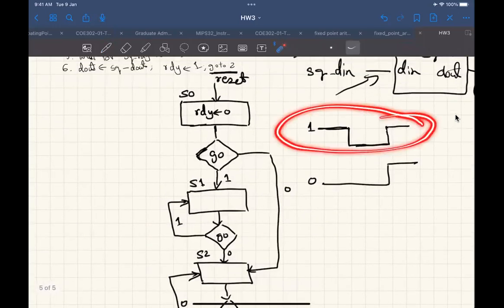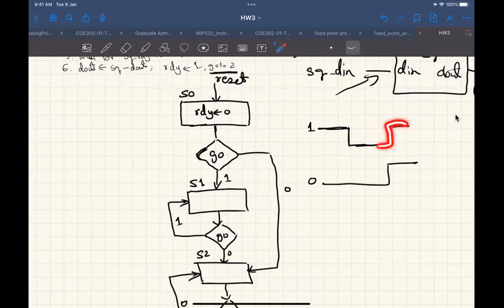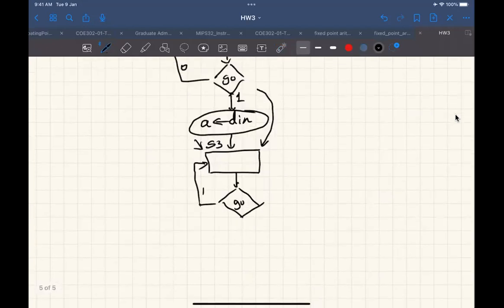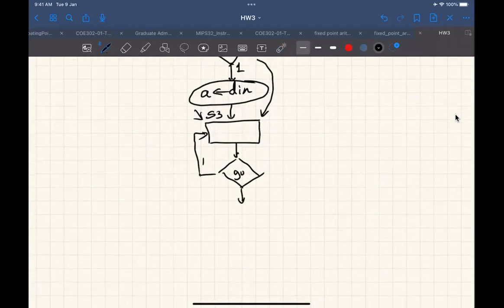So in order to detect the next positive edge of go, you need to have a negative edge followed by a positive edge. So you have to have 2 states. All right, so we have to first detect a transition to 0. If I get a 1, I'll stay here. And if I get a 0, then I will go to S4, okay?